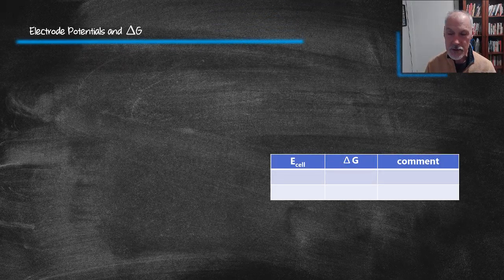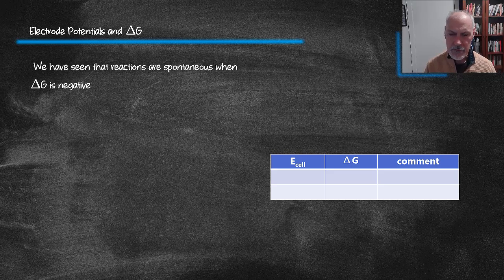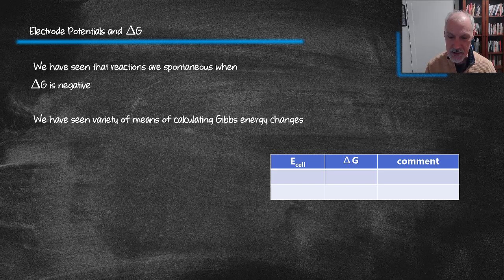This program looks at electrode potentials and changes in Gibbs energy. We've seen that reactions that are spontaneous have Gibbs free energy changes that are negative. And we've also seen a variety of ways of calculating changes in Gibbs free energy. From our heats unit, we've seen the first equation. The one in the middle, we've seen in equilibrium. And now I want to introduce a third.